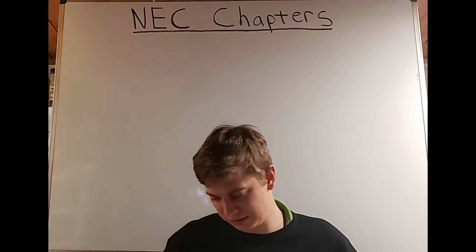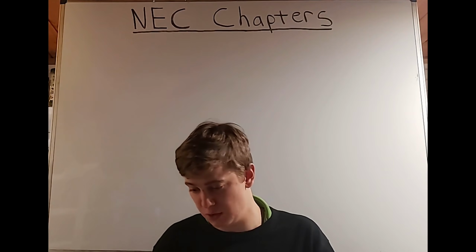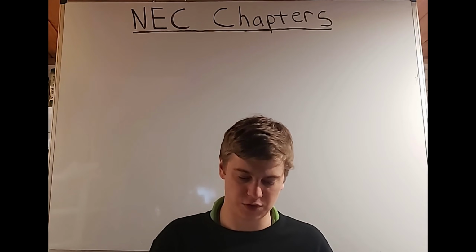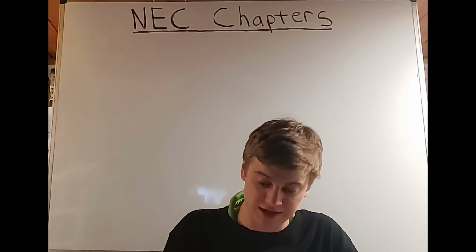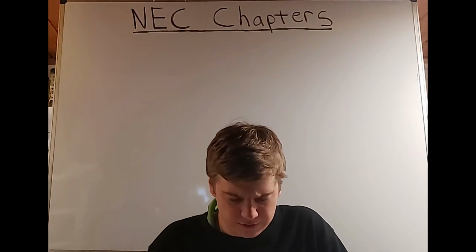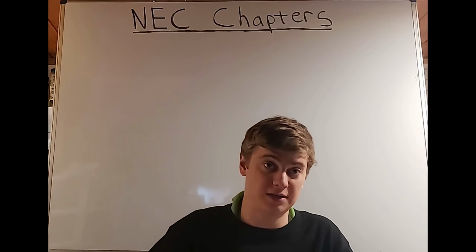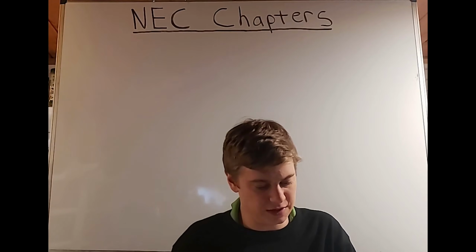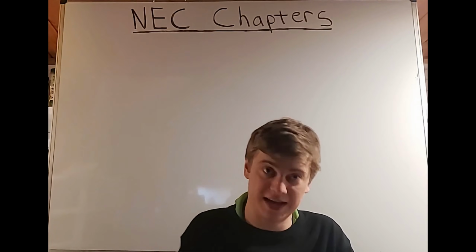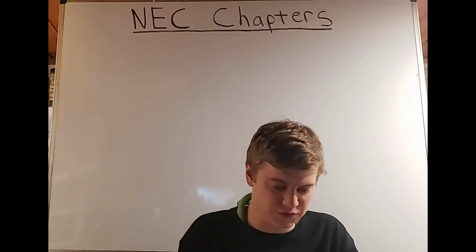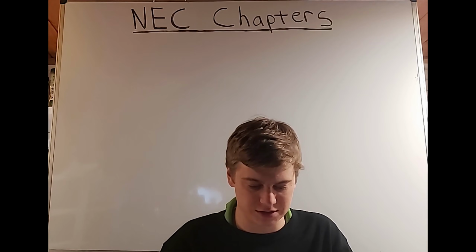Article 422, appliances. 424, fixed electric space heating equipment. 430, motors, a very important article. Table 430.52 is the maximum rating or setting of motor branch circuit, short circuit, and ground fault protective devices. We have table 430.247 where we have the full load current amps for direct current motors. We go to the next page, we have the FLC and amps for single phase AC motors. So now we're in AC. And then we have 430.249, not very commonly used, two-phase alternating current motors, 4-wire.